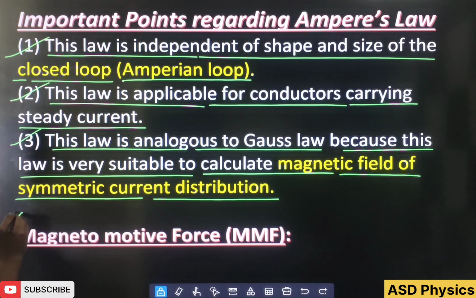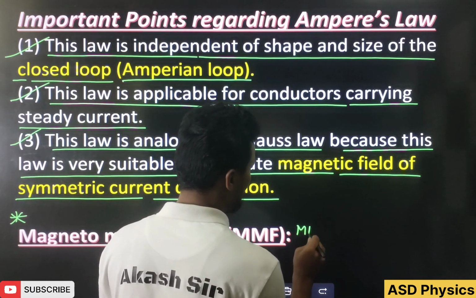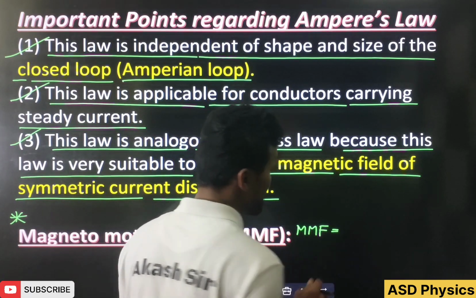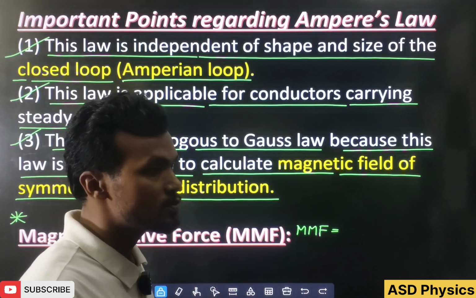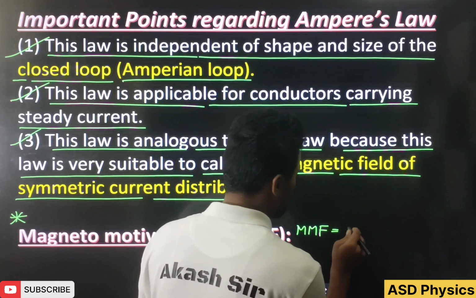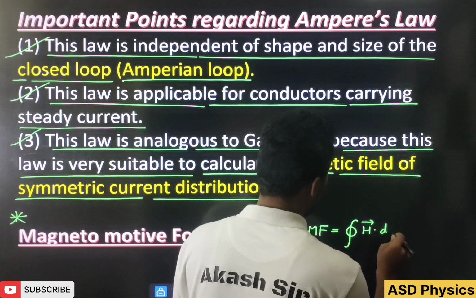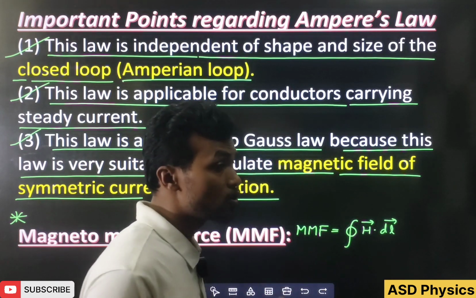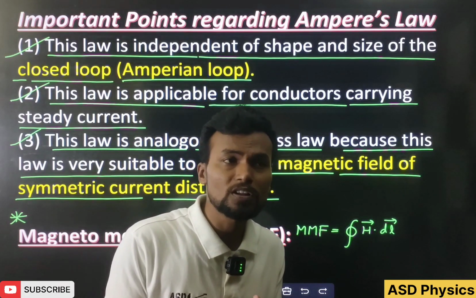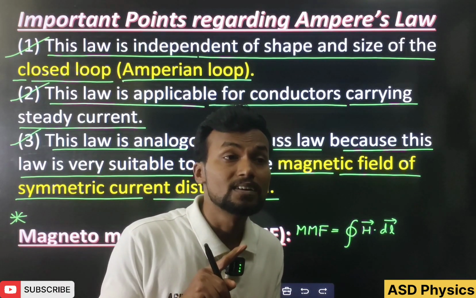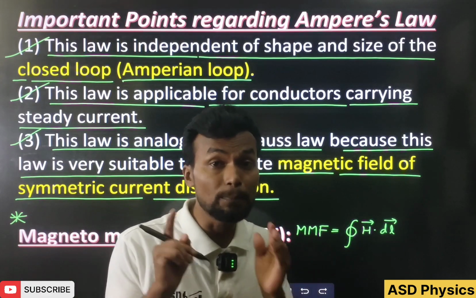Next one, under the extras, we are just seeing the magnetomotive force. Remember, magnetomotive force means MMF. Like EMF, electromotive force, in the same way MMF, magnetomotive force, is responsible for the generation of the magnetic field. This MMF is given by closed integral H dot dl. And what is this H? This H is called the magnetizing field. Remember, capital B is called the magnetic field, maybe magnetic induction, maybe magnetic flux density. That is B. But H is a magnetizing field.